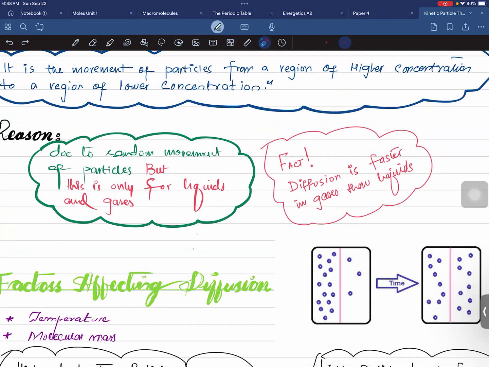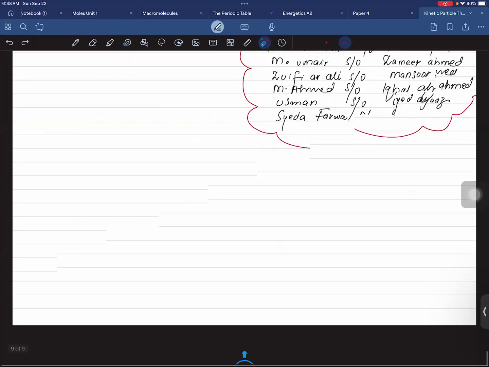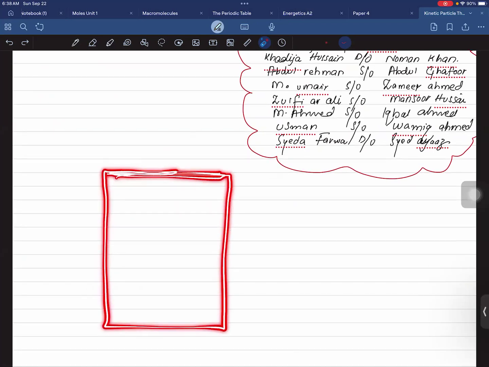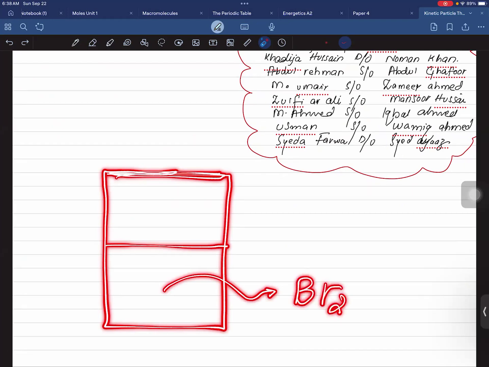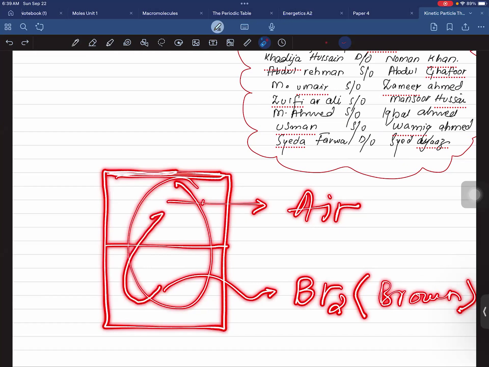But the thing is, the examiner would frequently ask why the diffusion occurs. What's the reason? So you will say, let's suppose I have this jar, and over here I have bromine gas, bromine water, or any gas, and here I have air. You know the color of bromine is brown. After some time you will see the overall color of the jar would be the same. The brown color would be diffusing from higher concentration to the lower concentration.